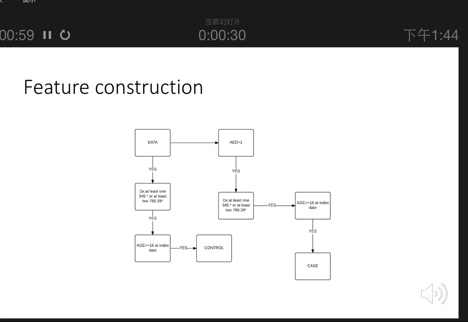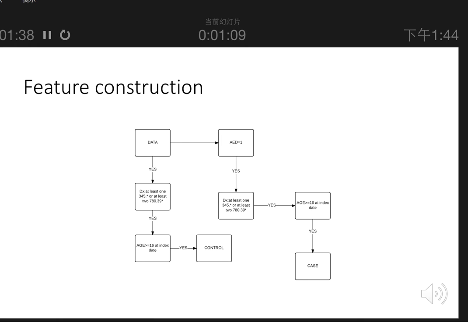Because our dataset contains many kinds of diagnoses, we need to filter the dataset and get the population we really need. Thus, we designed a filter rule to get the epilepsy population. The rules are: first, patients should have at least 1345 or at least 2780.39 at any time in the data. Second, patients should have at least one AED claim from a stable pharmacy. Third, the age of a patient should be at least 16 at the index date.